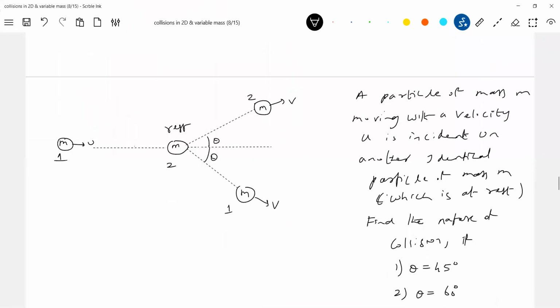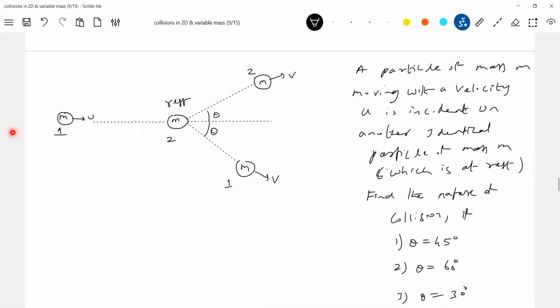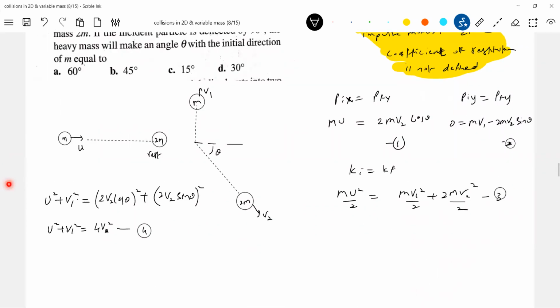Let's take this now, this is very important. Sir, how did you get the fourth equation? Squaring and adding 1 and 2. Okay.